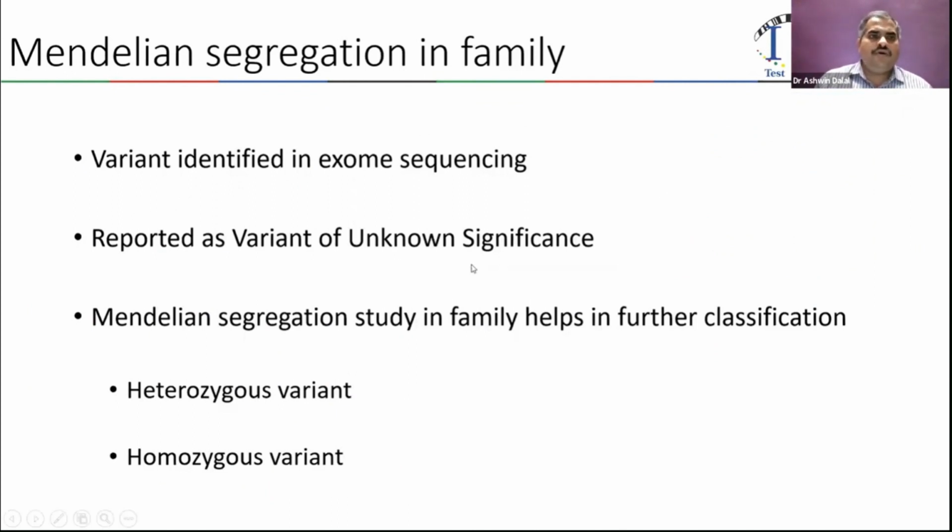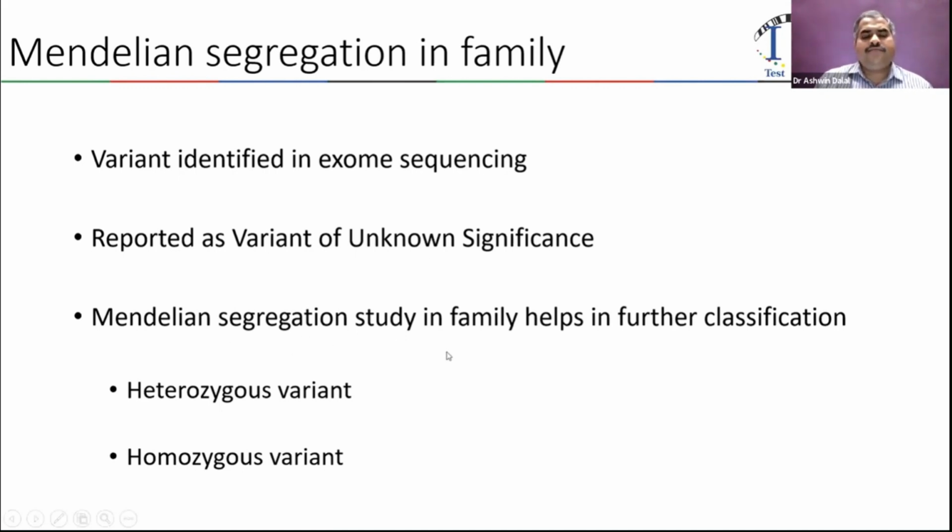The next step, and a very important step, is Mendelian segregation in the family. Once we identify a variant in the exome sequencing, it may be reported as a variant of unknown significance, and now we need to interpret whether this variant is likely to be pathogenic or not.